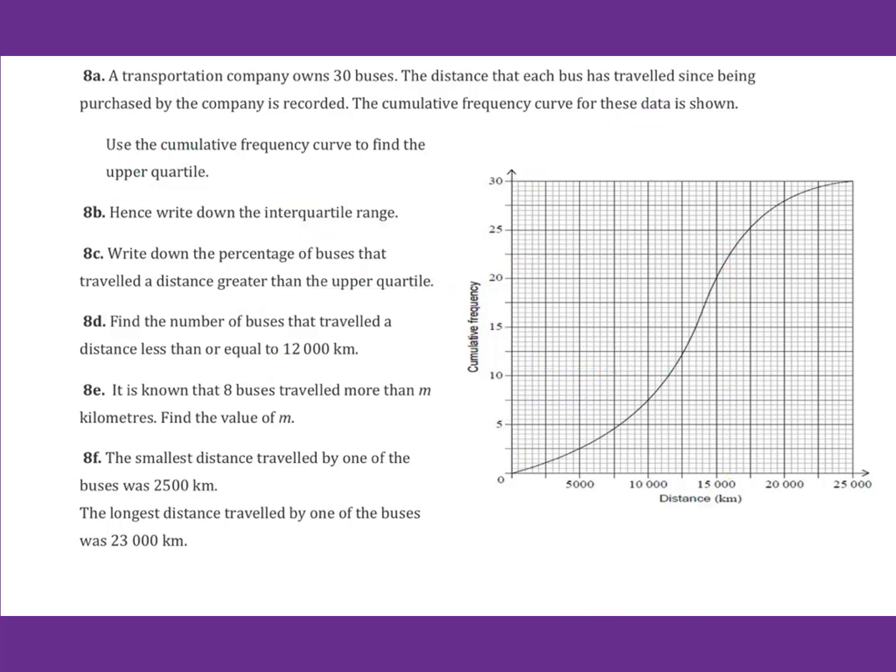For 8E, now let's go to 8E. It's known that 8 buses travel more than m kilometers. Find this m. When you say more than, you have to be careful. That means from 30, I need to minus 8 to get the 22. So here's a 22. This is a 20, 21, 22. It's here. Then you need to get this point going down.